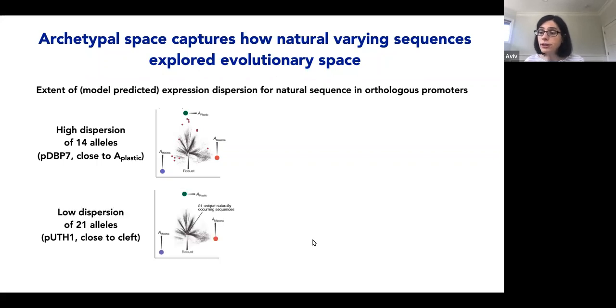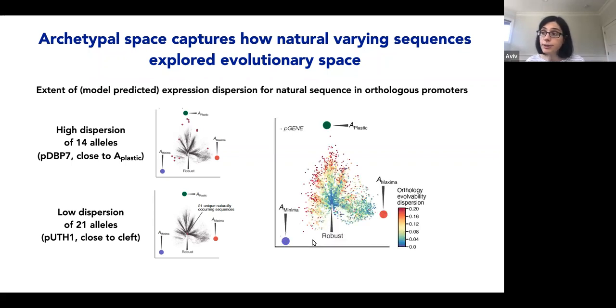The other 14 natural alleles are highly dispersed across the space, but not in the robust cleft. And when we start with a promoter like the one for UTH1 that is close to the robust cleft, so are the 21 alleles for it, which are all one on top of the other. And so overall, the extent of dispersion really matches the archetypes.